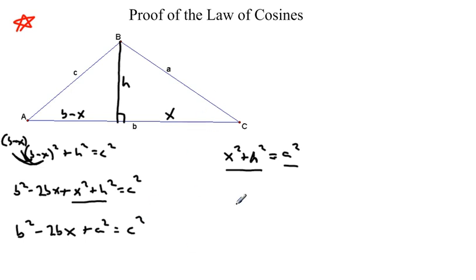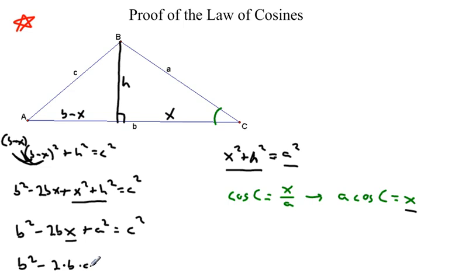Let's take a look at this angle C. And I'm just going to write over here that I know the cosine of angle C equals, well, cosine is adjacent over hypotenuse, so it equals x over a. And if I solve that for x, I get a times the cosine of angle C equals x. Now check this out. This x here is the same as this x over here. So let's make a substitution. So I get b squared minus 2 times b times a times the cosine of angle C plus a squared equals c squared. Now that right there is the law of cosines.